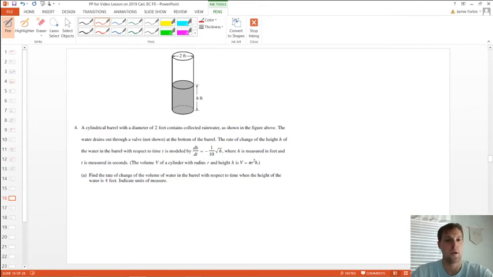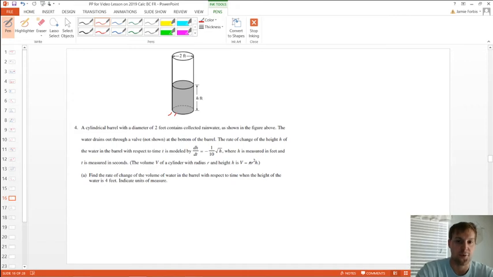Okay. All right, so we got this, says a cylindrical barrel with a diameter of 2 feet contains collected rainwater, as shown in the figure above. So we got a constant radius here. And the water drains out through a valve not shown, at the bottom of the barrel, so there's probably some little valve here, water's draining. The rate of change of the height of the barrel with respect to time t is modeled by the given equation.